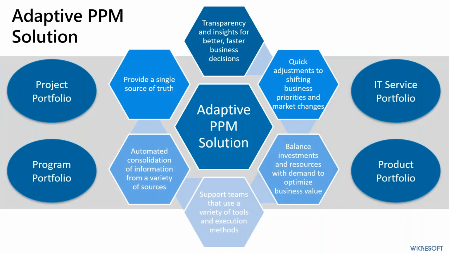On top of that, adaptive PPM really talks about the concept of multiple portfolios. It's not just the traditional project or IT portfolio, for example. Across the enterprise, you may have a project portfolio. There may be a program portfolio. There might be a product portfolio. There could be an application portfolio for IT, and there could be an IT service portfolio. These are just to name some of the things that you have here.